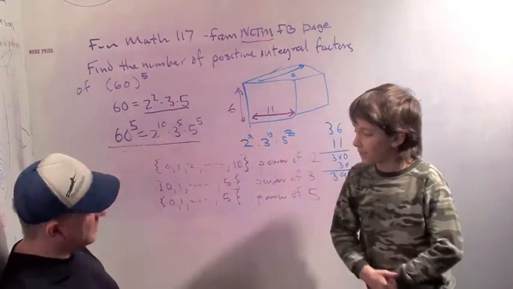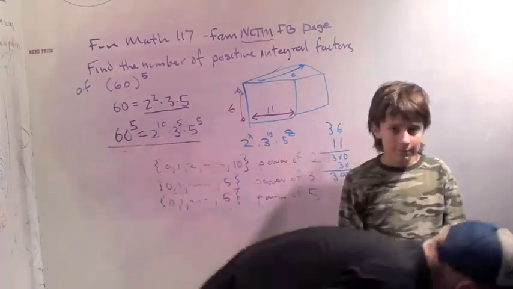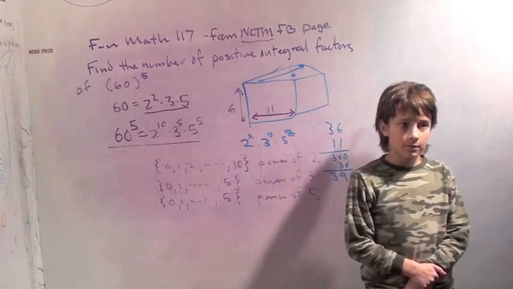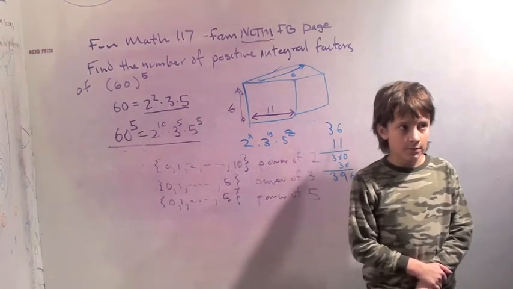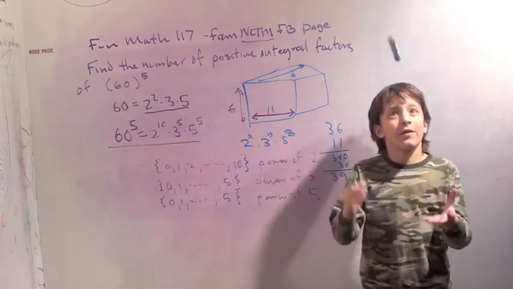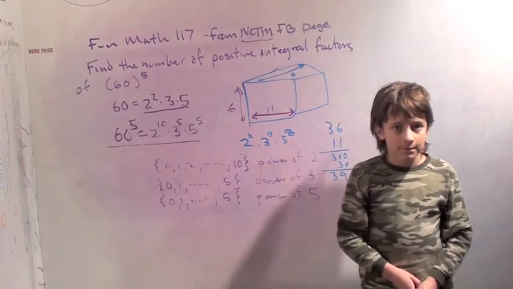High five. Okay, so that's a fun concept from number theory. The neat thing is, we don't even know what 60 to the 5th is. We never wrote it down. It's just some humongous number, and without even knowing what the number is, we figured out it has 396 divisors. All right, good job.